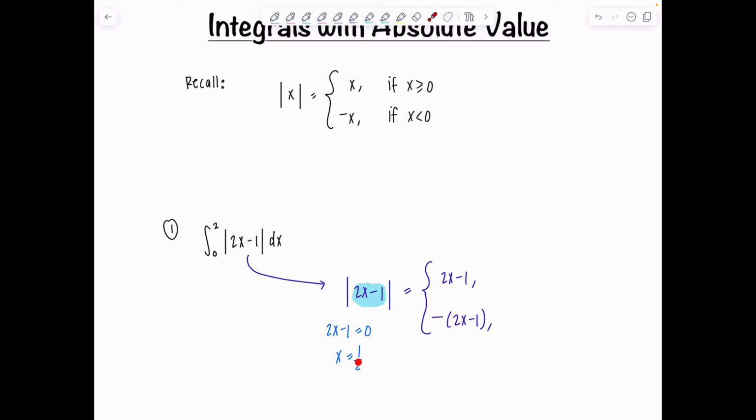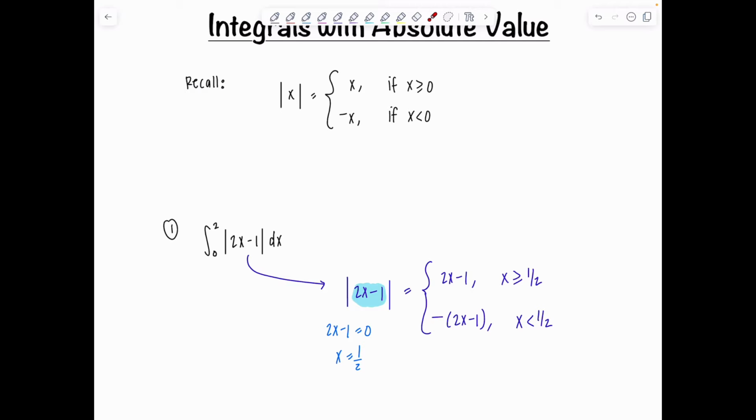So pick something larger than 1/2, say 1. 2 times 1 minus 1, that's already positive. So taking the absolute value wouldn't change things. So 2x minus 1 corresponds with all values greater than or equal to 1/2. And then if you pick something smaller than 1/2, like say 0, 2 times 0 minus 1, that's negative. Absolute value makes that positive by multiplying by another negative.